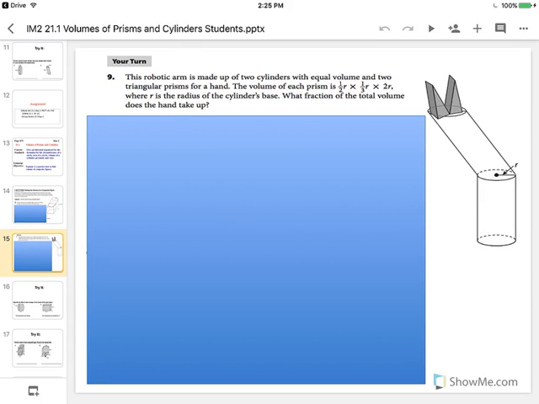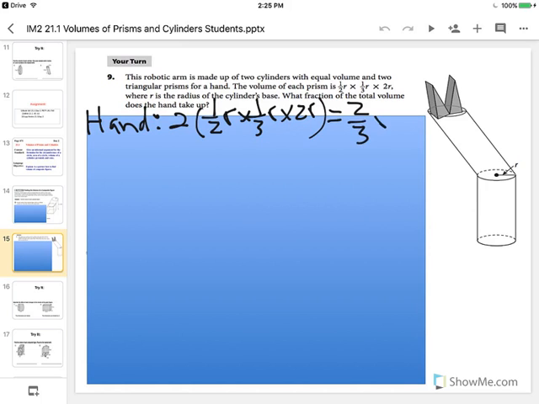This robotic arm is made up of 2 cylinders with equal volume and 2 triangular prisms for a hand. The volume of each prism is 1/2 r times 1/3 r times 2r, where r is the radius of the cylinder's base. What fraction of the total volume does the hand take up? First, find the volume of the hand. Since the hand is made up of 2 prisms, we do 2 times 1/2 r times 1/3 r times 2r. This gives us 2/3 r to the third power.